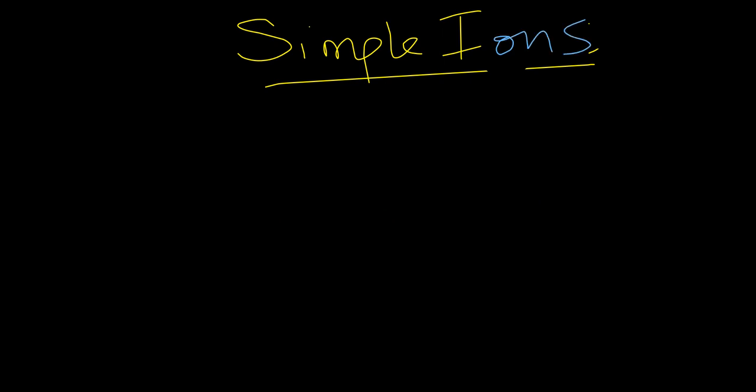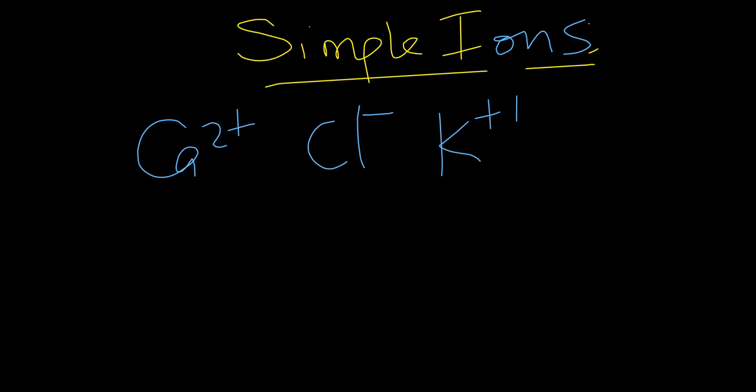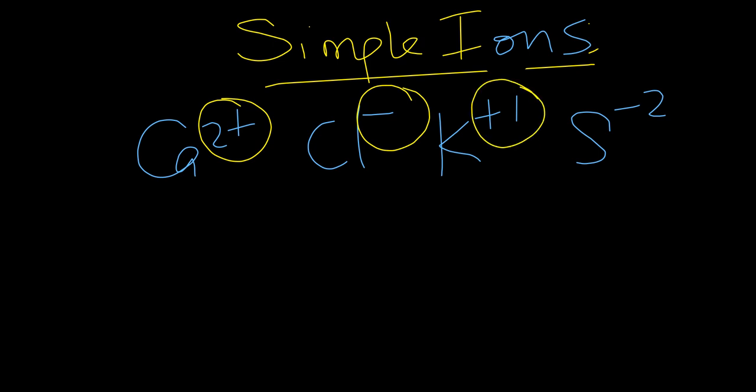Now, this is a simple ion. So Ca 2 plus, Cl minus, potassium plus 1. Then let me add a last one, sulfur minus 2. These are all ions and they are simple ions. These ions have charges. So this has charge of plus 2, this has charge of minus 1, this has charge of plus 2, and this has charge of minus 2.